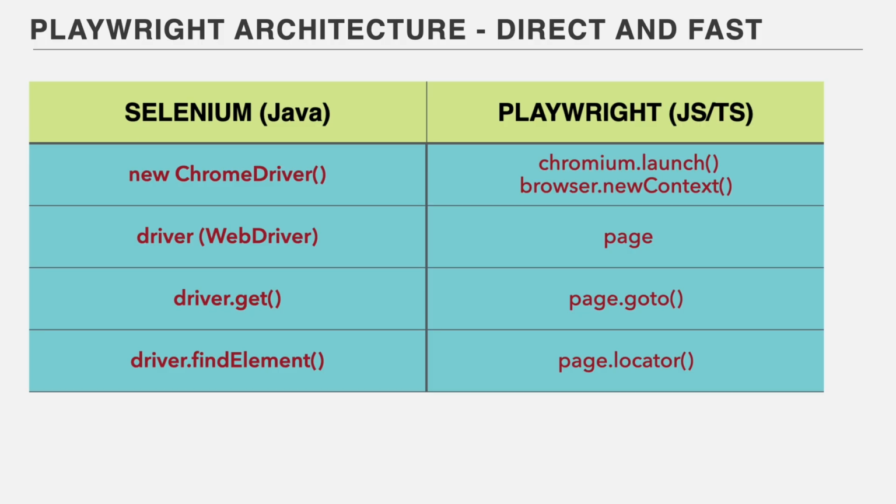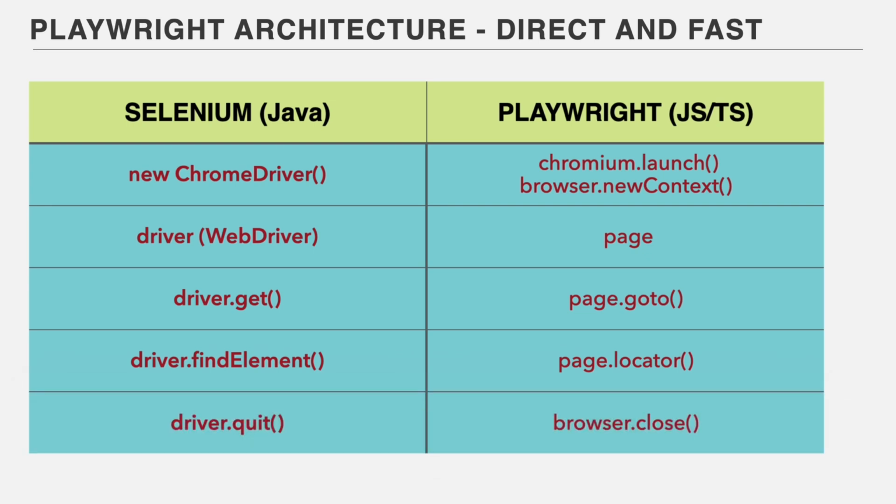Finally, driver.quit in Selenium closes the browser and ends the session. On the other hand, in Playwright, browser.close does the same. So the big takeaway here is Selenium puts everything into one object, the driver. Playwright spreads it across three: browser, context, and page. Same goals, but cleaner structure.